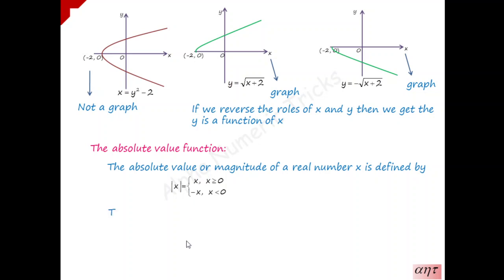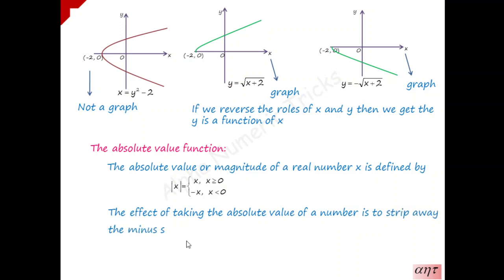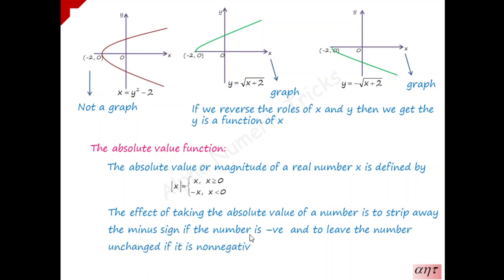So the purpose or effect of taking the absolute value of a number is to strip away the minus sign. That is, you remove the minus sign if the number is negative, and leave the number as it is, unchanged, if it is a positive or non-negative number.